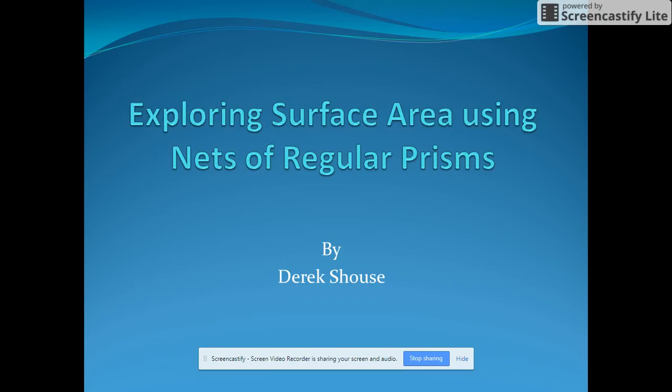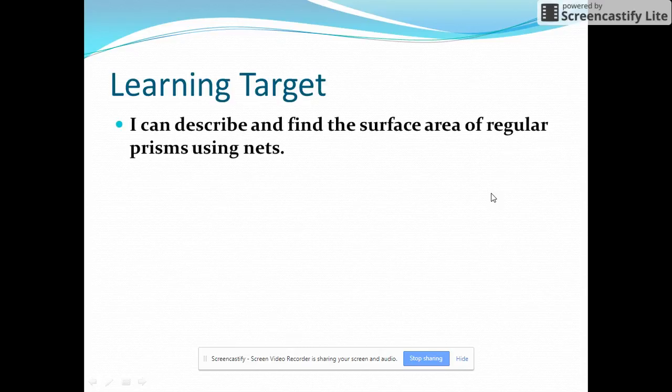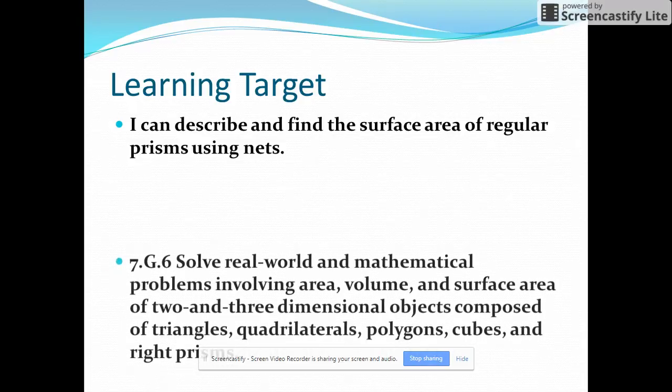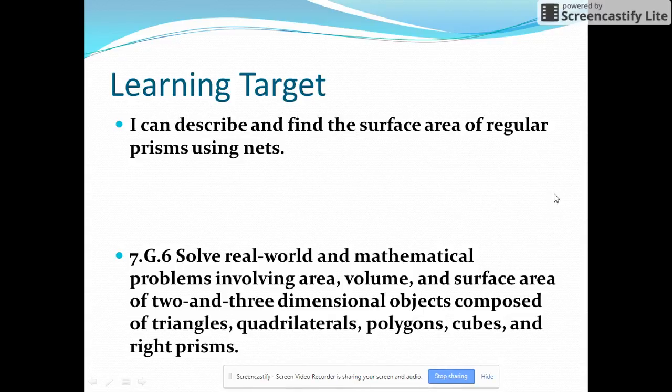Good evening, class. Today we're going to talk about exploring surface area using nets of regular prisms. Today's learning target: I can describe and find the surface area of regular prisms using nets. This is a 7th grade standard: solve real-world and mathematical problems involving area, volume, and surface area of 2 and 3-dimensional objects composed of triangles, quadrilaterals, polygons, cubes, and right prisms.